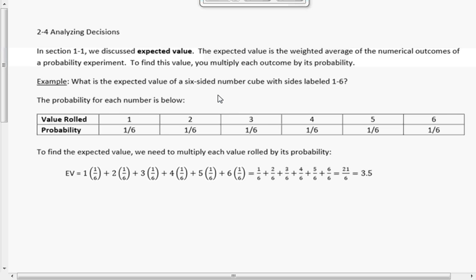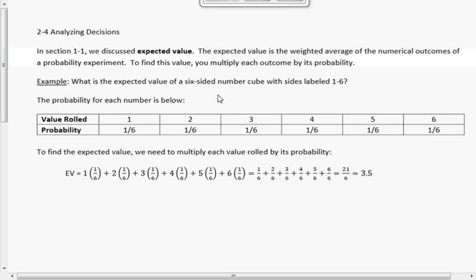So for expected value, what you do is you take every outcome, and I'll explain what that means in a second, and multiply it by the probability of it happening. Once you have all those things multiplied together, you will add however many outcomes that you had. So for this first example, it says what is the expected value of a six-sided number cube with sides labeled 1 through 6? So we have 6 outcomes. You roll this cube and you can land on a 1, a 2, a 3, a 4, a 5, or 6. So those are what I mean by outcomes.